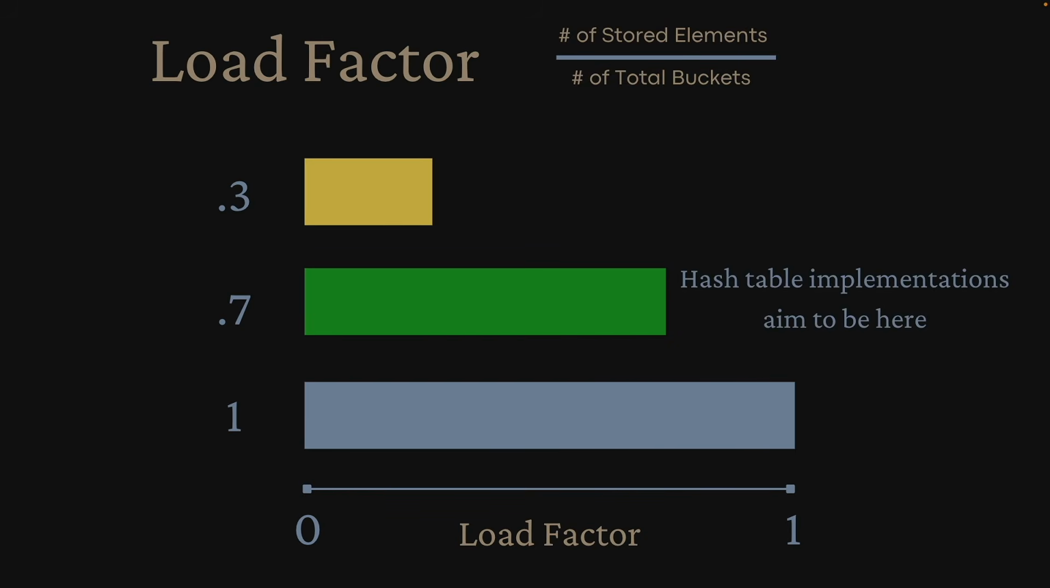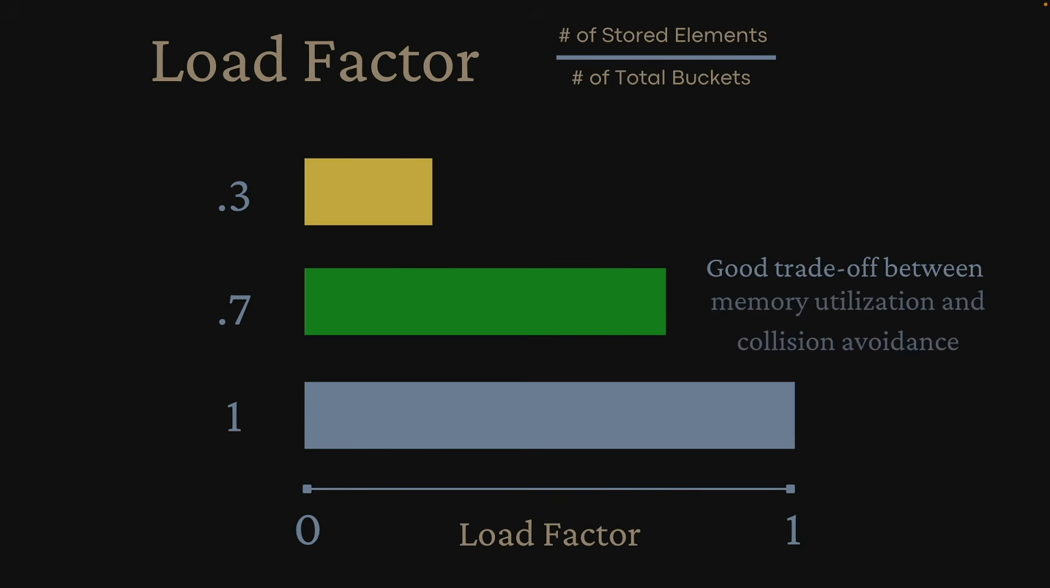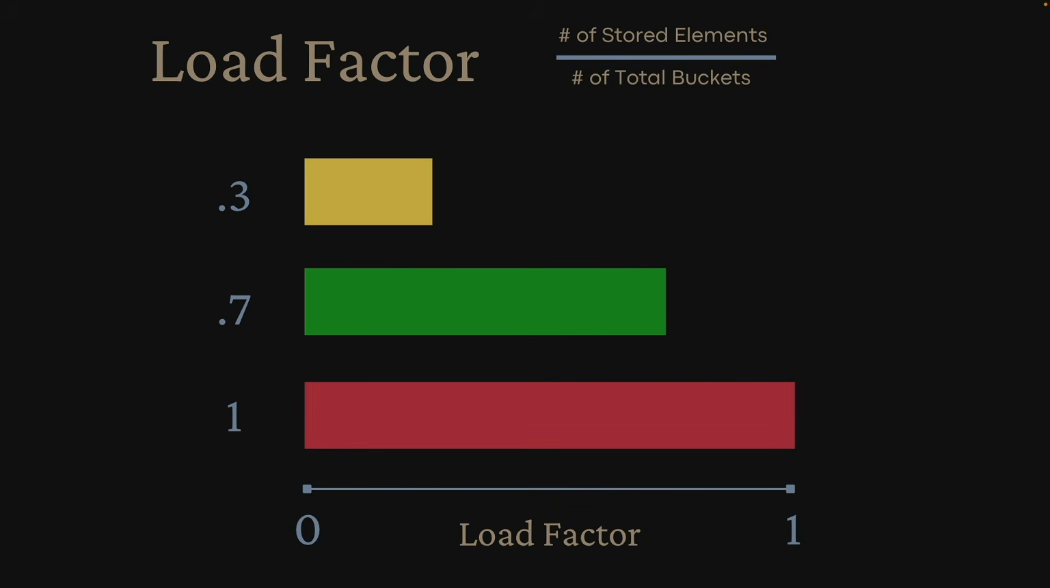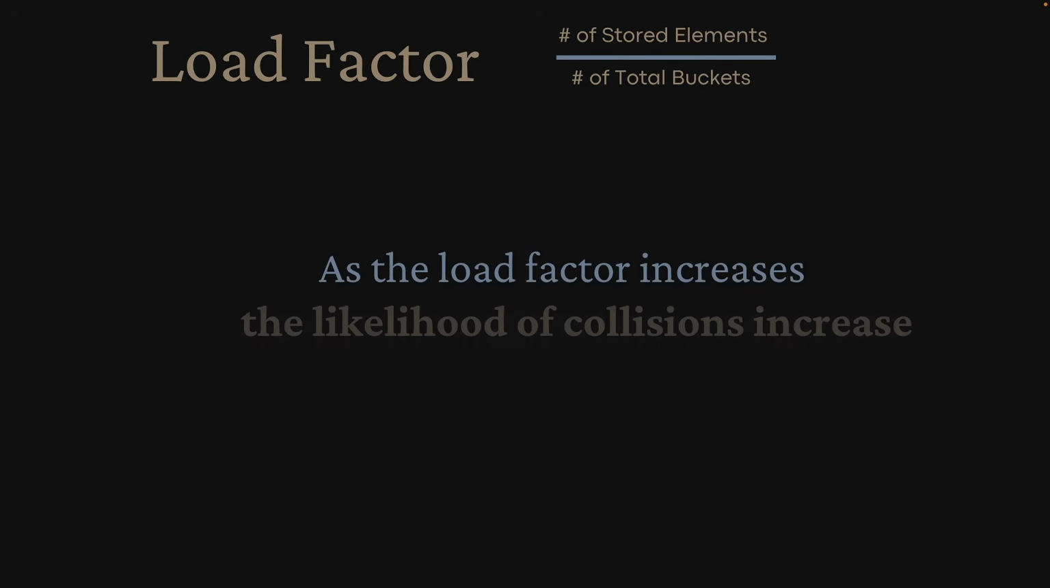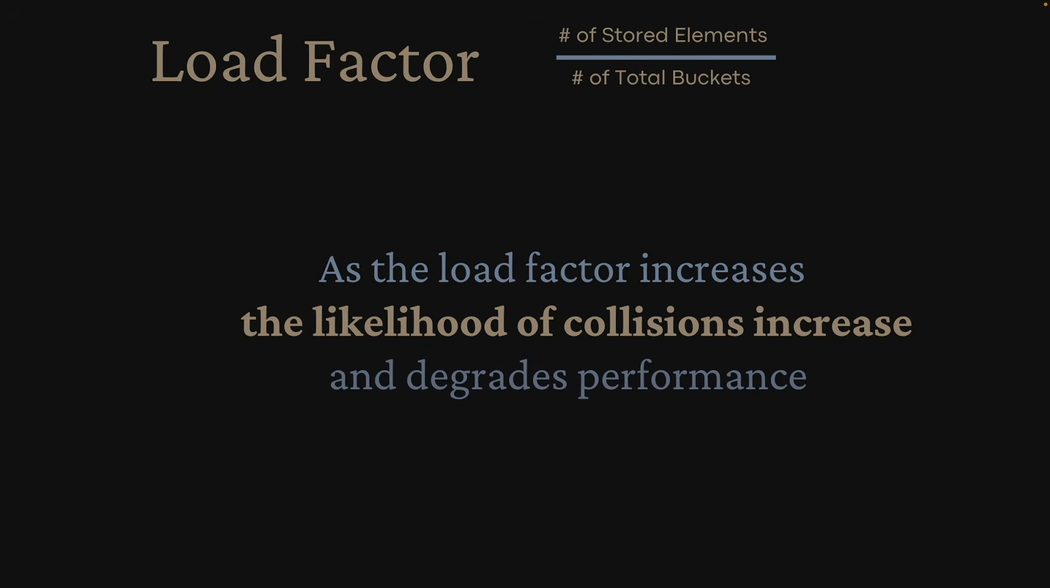Most hash table implementations aim to be at a load factor of 0.7 because it's a good trade-off between memory utilization and collision avoidance. At a load factor of 1, the table is full and collisions are guaranteed. A higher load factor increases the likelihood of collisions, which degrades the performance of the hash table.